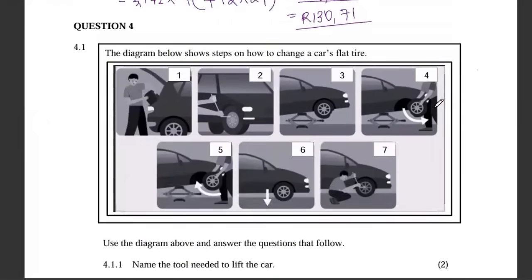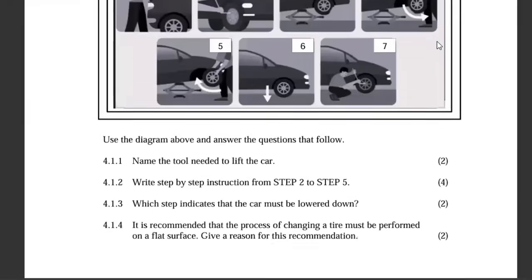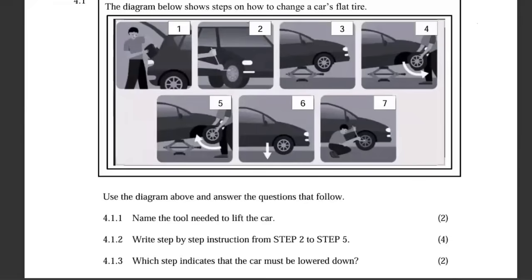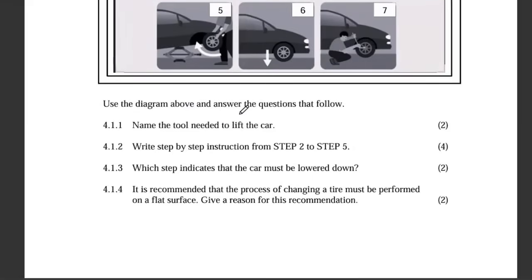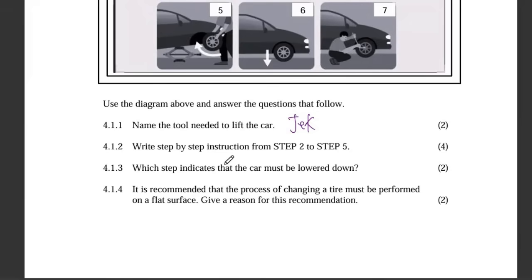Question number 4. The diagram below shows steps on how to change a car's flat tire. Use the diagram above to answer the questions that follow. Name the tool needed to lift the car. Yeah. It's called the jack. Then write the step-by-step instruction from step 2 to 5.